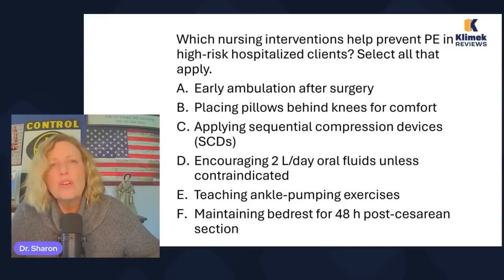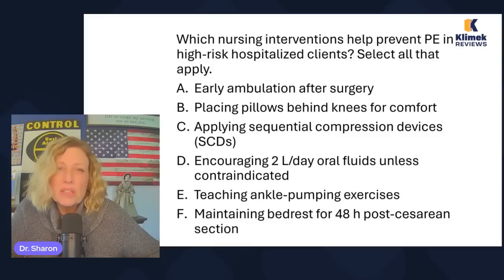Well, I hope all of you know this. This is not a hard question. I don't think it's hard, but I just want to make sure you know it. You don't want to miss a question like this on NCLEX.